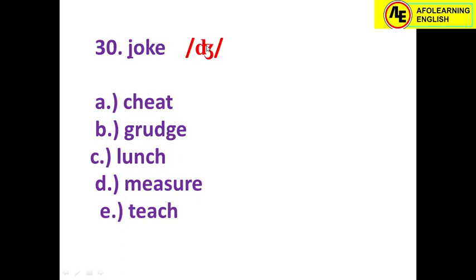Number 30, we have J. The letter J represents the sound J, the voiced alveolar, or palato-alveolar, affricate. Okay, the correct answer is grudge.